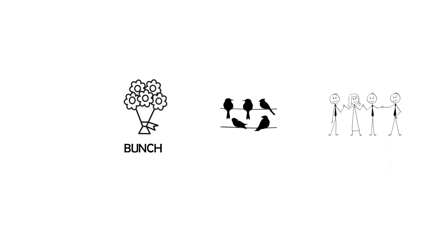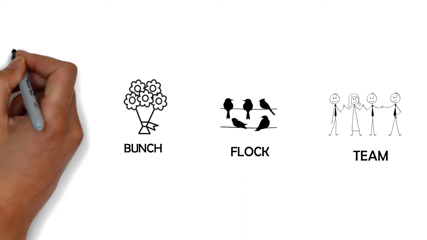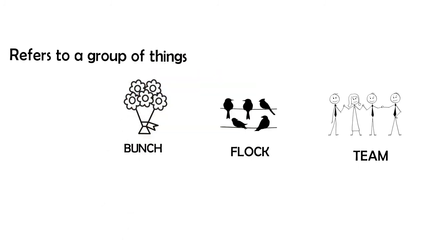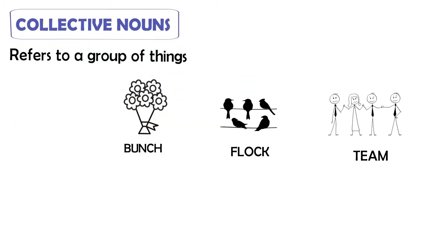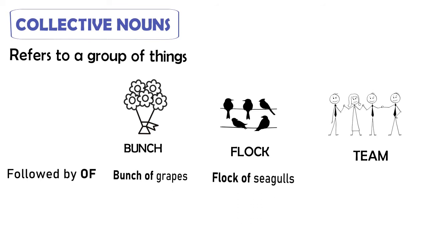Now we have a bunch of flowers, a flock of birds, and a team of people. Bunch, flock, and team are words that refer to a group of beings. We call them collective nouns, and they are followed by of, like a bunch of grapes, a flock of seagulls, and a team of players.